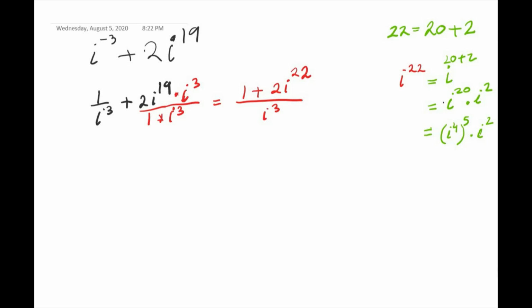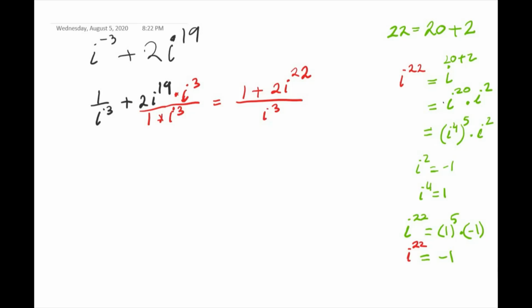I know what i to the second power is. I know that i squared is equal to negative 1, and I know that i to the 4th is equal to 1. So I'm going to substitute that in my expression. I will have i to the 22nd is equal to 1 to the 5th power times negative 1, which is equal to 1 times negative 1, which is negative 1. So i to the 22nd is equal to negative 1.